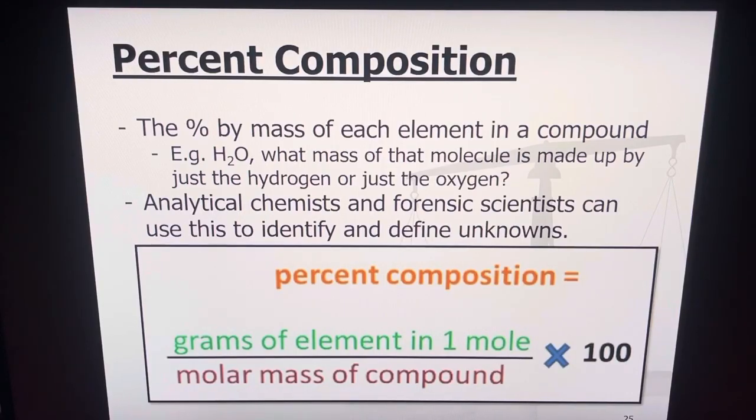And in your notes, you've already gotten the percent composition formula, which is equal to the grams of the element in 1 mole. Grams of the element, so that's the molar mass, right? Over the molar mass of the whole compound, okay? So how many grams of the single element you're talking about over the entire molar mass times 100? Because it's percent. Percent means out of 100.